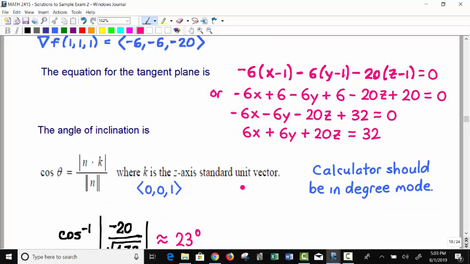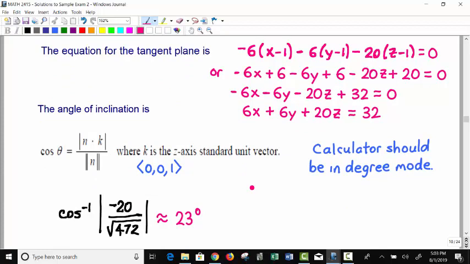Angle of inclination. It's the formula for the angle between two vectors, except we're not finding the angle between two vectors. We're finding the angle the plane goes up from the xy plane. So to find the angle between one of the planes being the xy plane and the plane we're given, you find the angle between their normal vectors. Well, for the xy plane, we always use k down here.